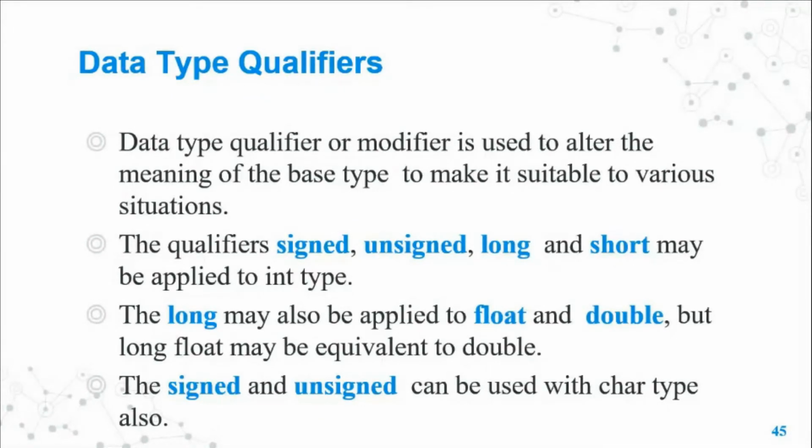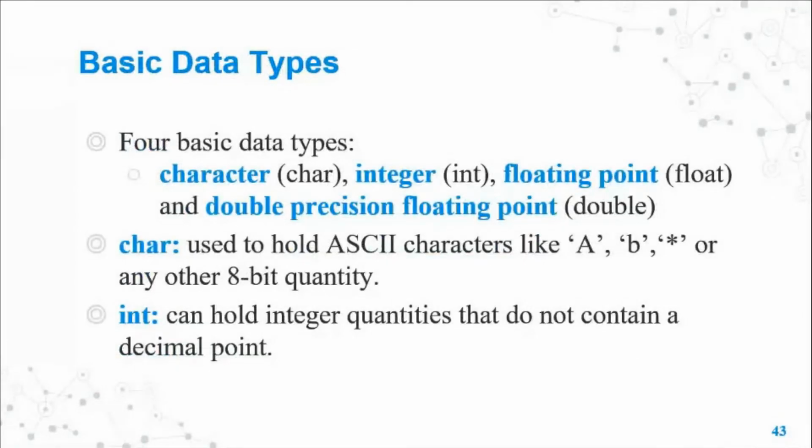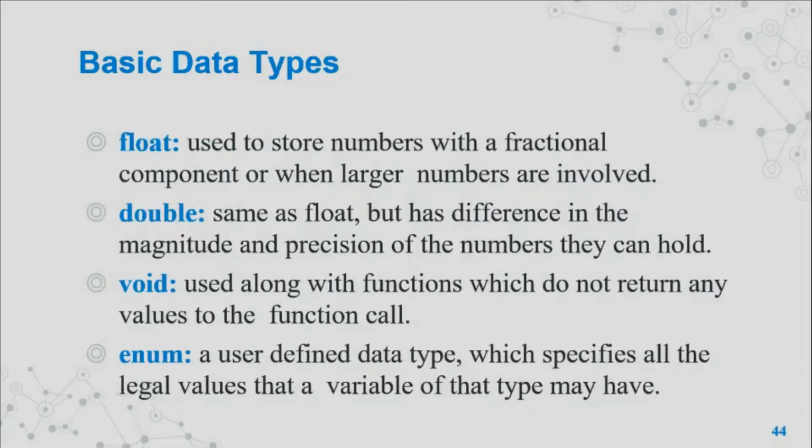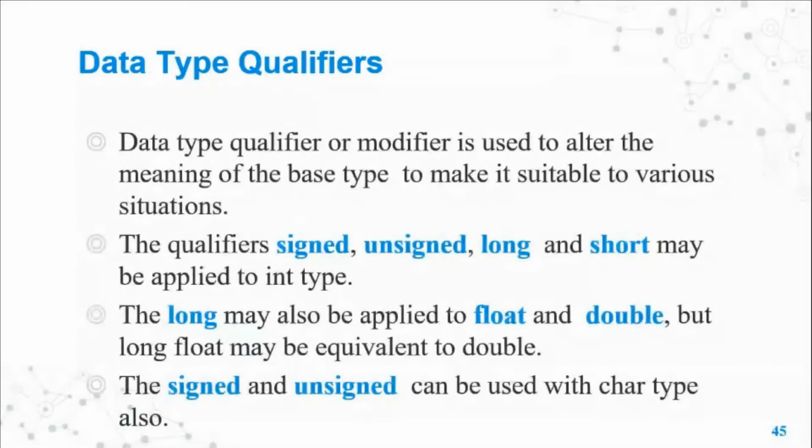So the basic data types were these four: character, char, int, float, and double. They were the four different types of basic data types. Along with these data type qualifiers, that is, these modifiers, there are a variety of different data types available: signed, unsigned, long, short. So it can be a signed integer, an unsigned integer, a long integer, or a short integer, etc. The long may also be applied to float and double.